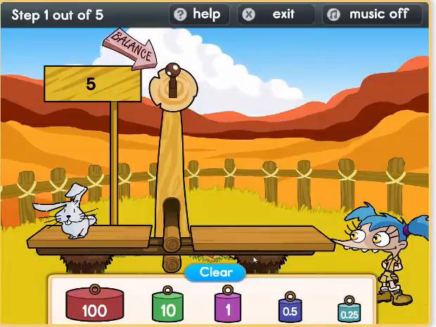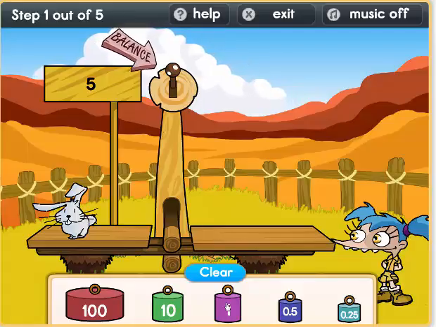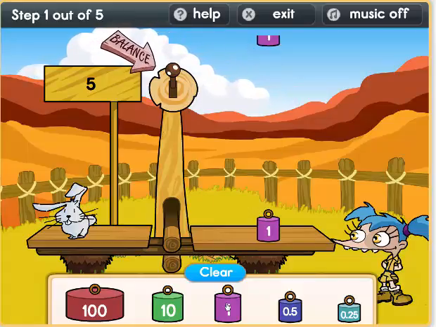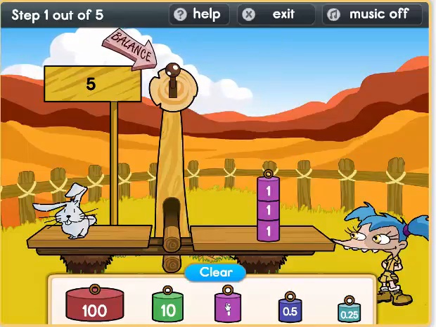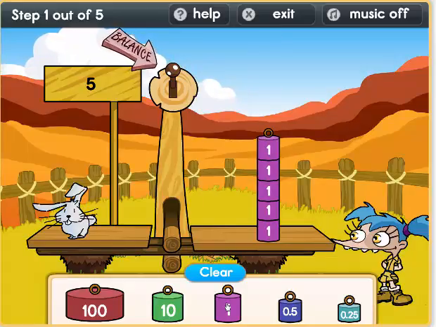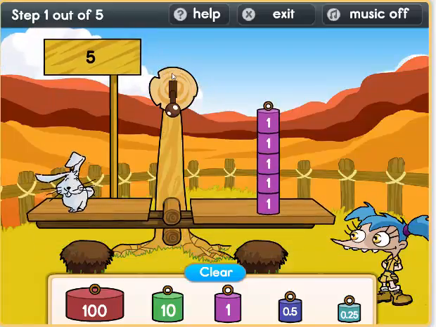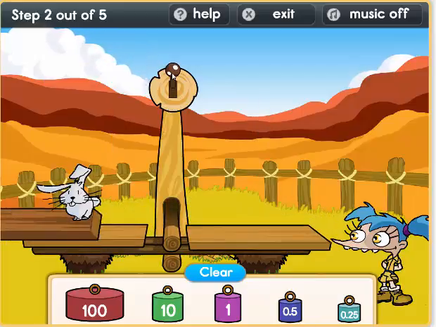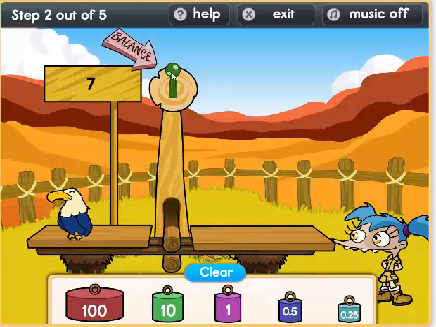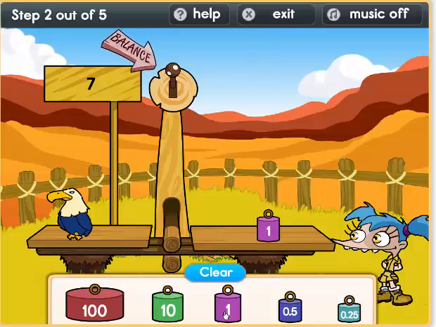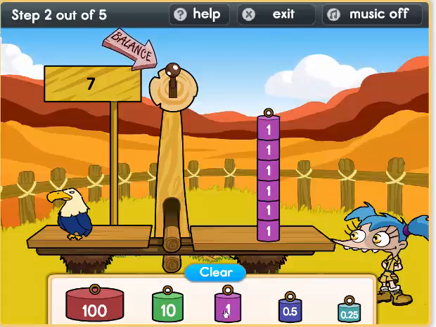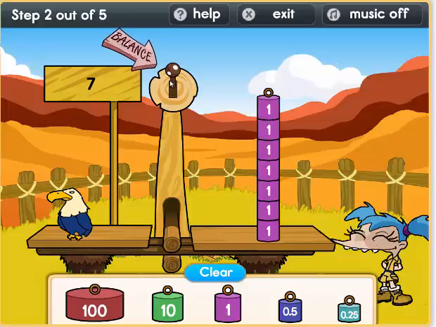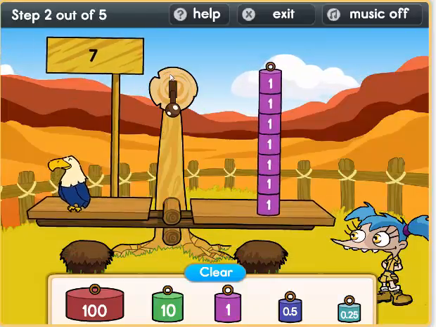Okay. Let's do this. Shall we see how many we can put on top? 1, 2, 3, 4, 5. Is that how much the rabbit weighs? Shall we see? Yes! We won. Okay, 7. Oh. So, let's try this again. 1, 2, 3, 4, 5, 6, 7. Shall we see? Yes!